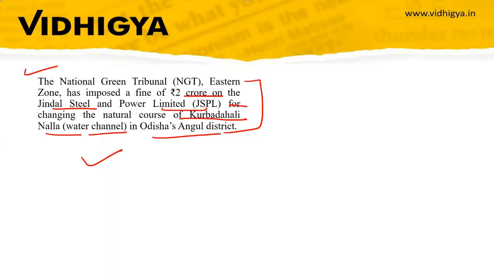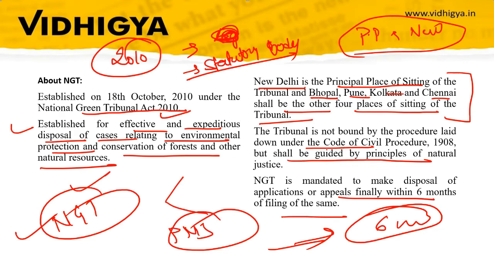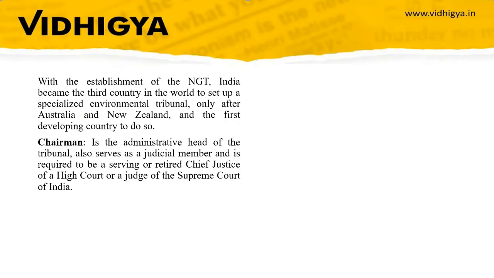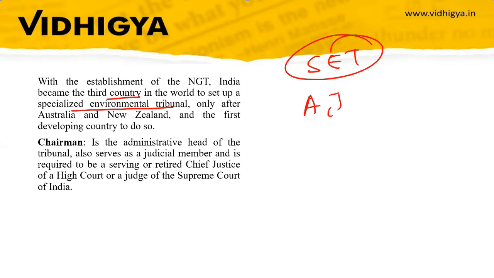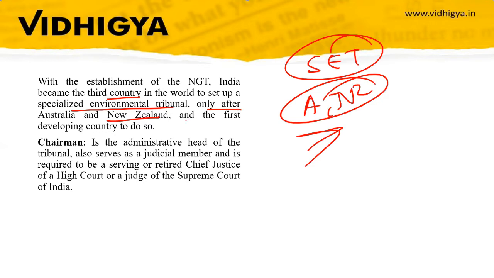So you know why this was in news, the importance of NGT and when it was created, the objective of NGT, and we have also discussed the principal bench and time period. Now, with the establishment of NGT, India became the third country in the world to set up a specialized environment tribunal, after Australia and New Zealand, and the first developing country. This is a major feat of the Indian government.